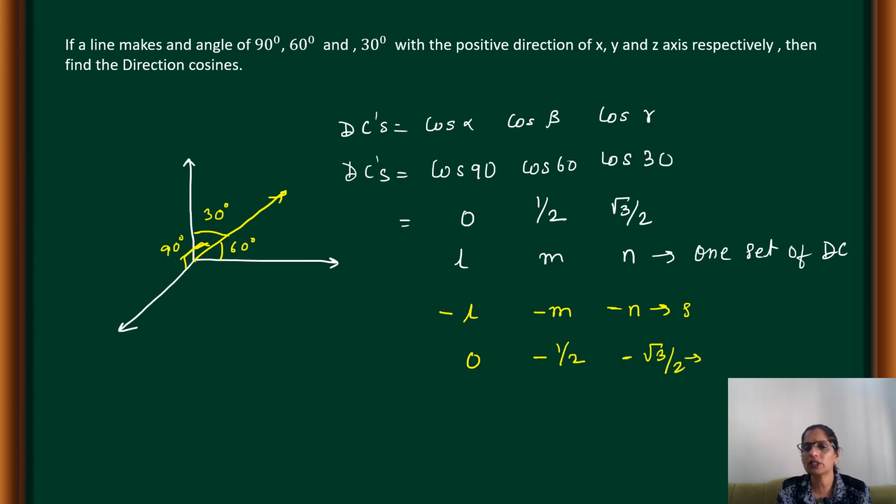This is not a part of the question. We will just do it for our understanding. This is the second set of direction cosines, correct? I hope this is clear.